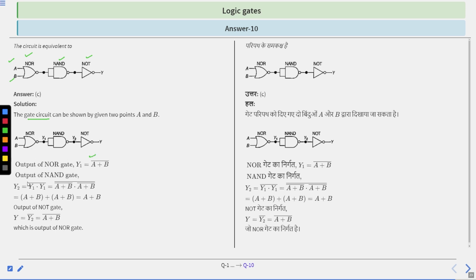This is the NOR gate. Similarly, for the output of the NAND gate, y2 is y1 dot y1, complemented, because here both inputs are joined. So y2 is the complement of y1 dot y1, which is equal to the complement of the complement of A plus B, and solving this term you will get A plus B. The output of the NOT gate is y equal to y2 complement, which is equal to the complement of A plus B, which is the output of a NOR gate.